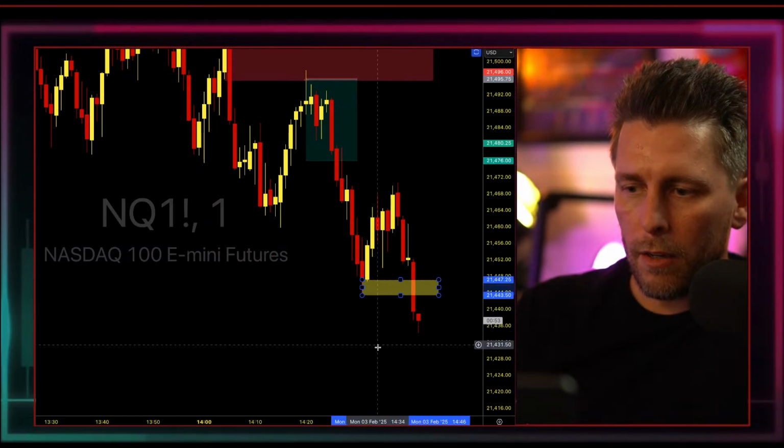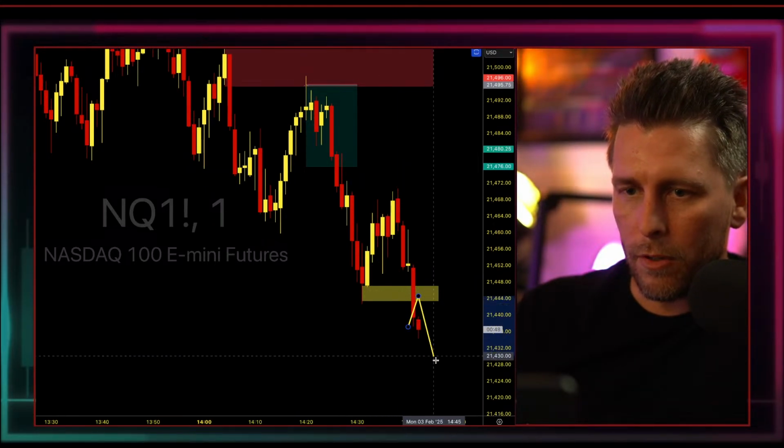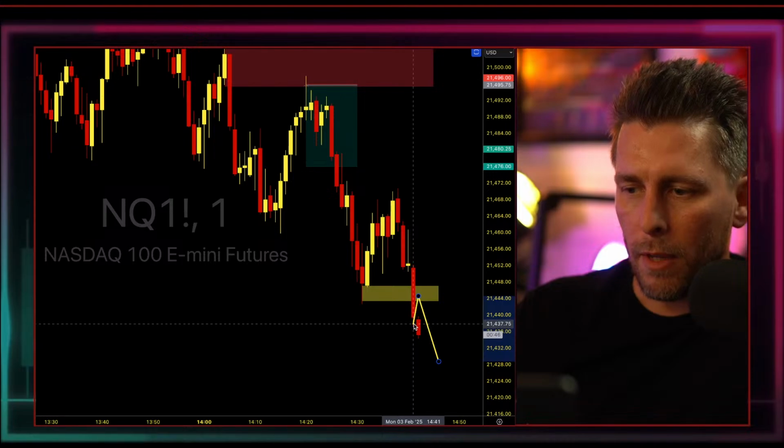Here's a shelf right here. Continuation, leg down. Shelf would be a bounce off of this. That would be your entry to the downside. Remember, this is a 1-minute time frame.